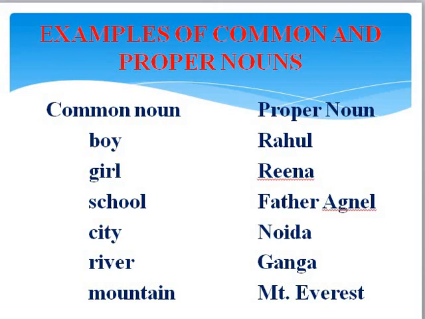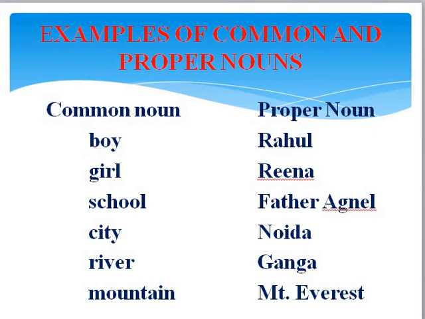Mountain. There are so many mountains. Again, all the mountains are called mountains. So it's a common name. So it's a common noun. But as soon as I say Mount Everest, or if I say Mount Kilimanjaro, these are specific mountains I'm talking about. There is only one Mount Everest. And that is why it becomes a proper noun.